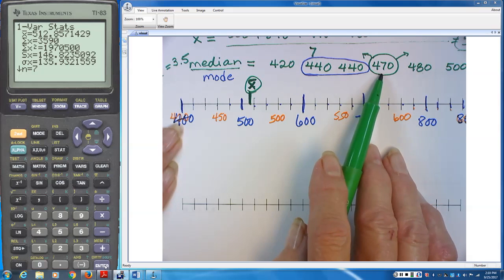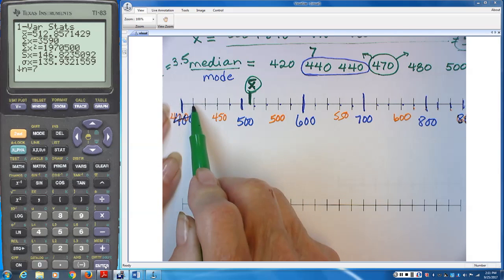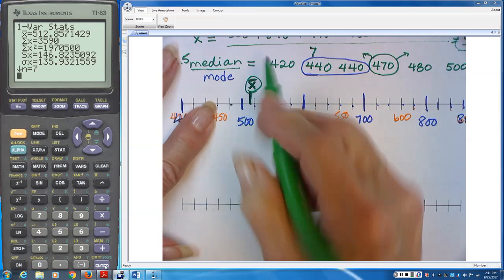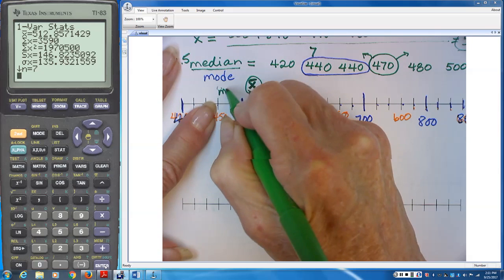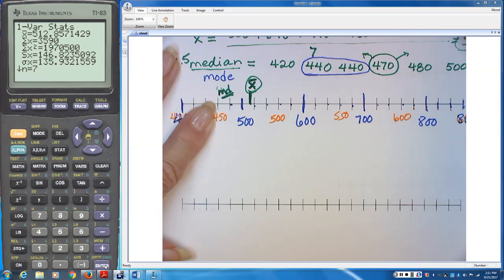That's 470. The physical middle is 470. It's right in the middle between 460 and 480. Yeah. And I'm going to put MD for that, for median.